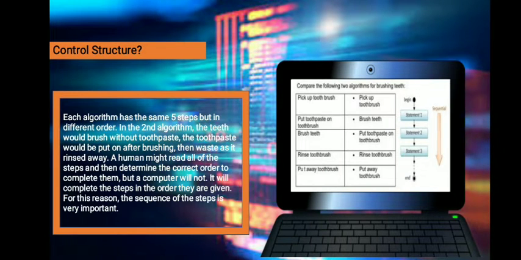Each algorithm has the same 5 steps, but in a different order. In the second algorithm, the teeth would be brushed without toothpaste. The toothpaste would be put on after brushing, then rinsed away. A human might read all the steps and determine the correct order to complete them, but a computer will not. It will complete the steps in the order they are given. For this reason, the sequence of the steps is very important.